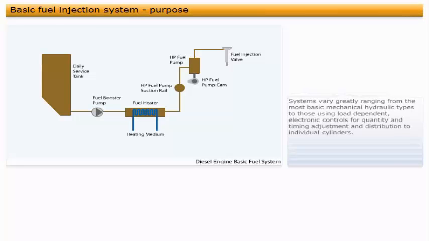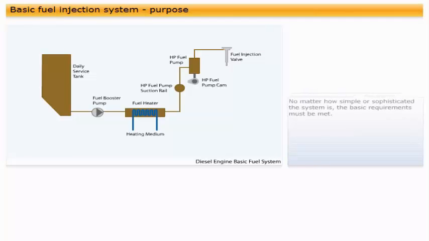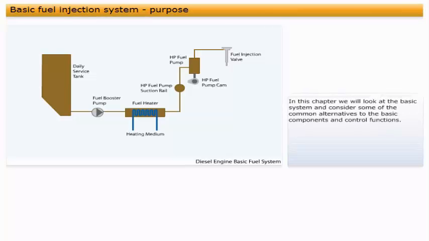Systems vary greatly, ranging from the most basic mechanical hydraulic types to those using load-dependent electronic controls for quantity and timing adjustment and distribution to individual cylinders. No matter how simple or sophisticated the system is, the basic requirements must be met. In this chapter, we will look at the basic system and consider some of the common alternatives to the basic components and control functions.